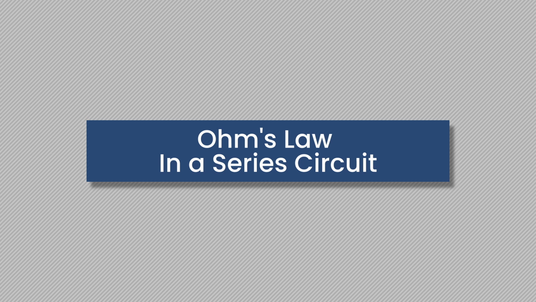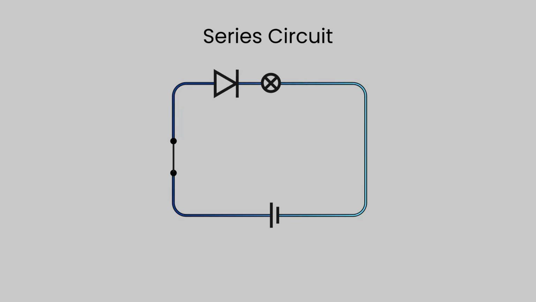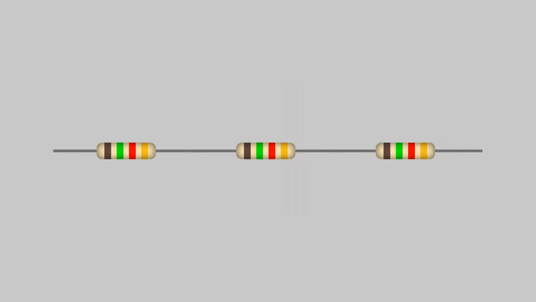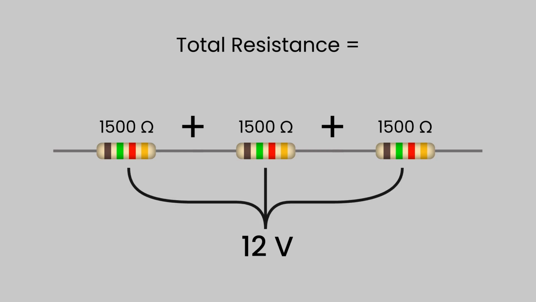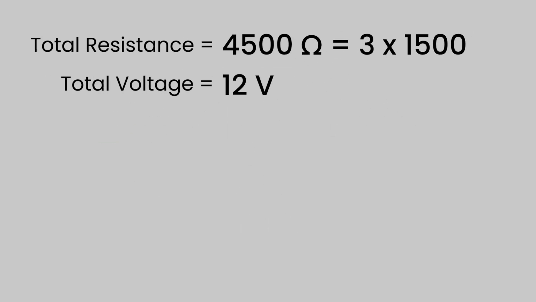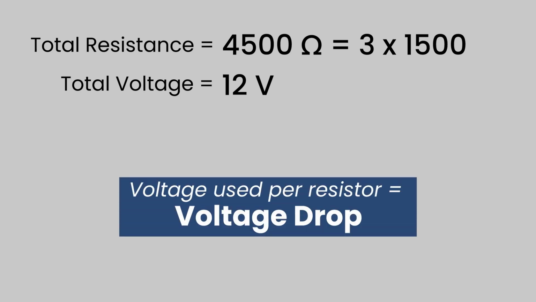Ohm's law in a series circuit. When there is only one path in a circuit for a current to flow, this is called a series circuit. And when there is more than one component placed in a series, the same current will flow through all the components. When there are multiple resistors in series, the total resistance is simply the sum of the individual resistances. The total voltage supplied will be divided among the individual resistors. If the total resistance and voltage in a circuit is known, we can use this to calculate how much voltage each resistor will use. This amount used is called voltage drop.